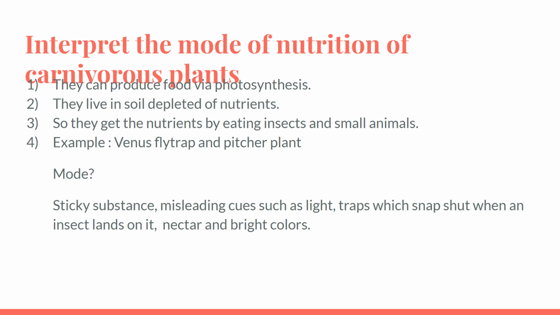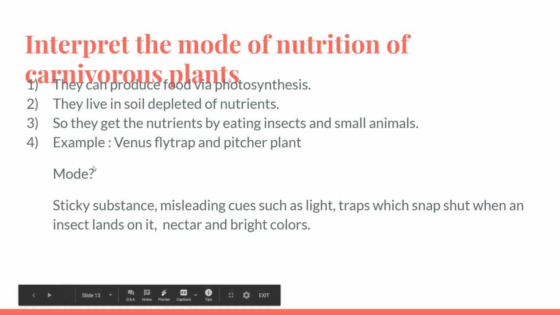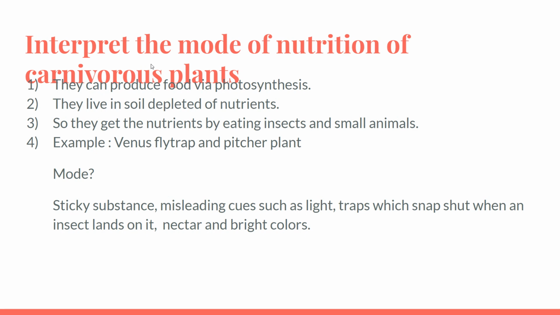Now, interpret the mode of nutrition of carnivorous plants. Okay, so carnivorous plants, carnivore stands for some organism which eats meat. So carnivorous plants are those plants which eat meat as well. So the question is, do they photosynthesize? Like, why do they need to eat? So yes, they do photosynthesize, but if they photosynthesize, why do they need to feed on the animals as well?